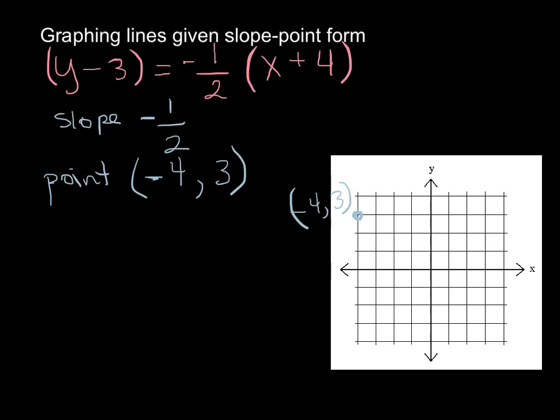Okay, so let's put a couple of points there. Down 1, right 2. Okay, so we've got a bunch of points. Let's label another one. It doesn't matter which one. This one here is 0, 1. And let's get our straight edge, connect the dots, put arrowheads on them, and then we are done.